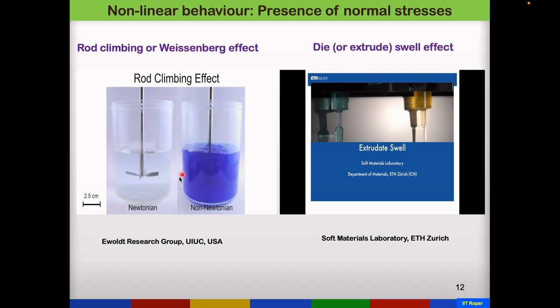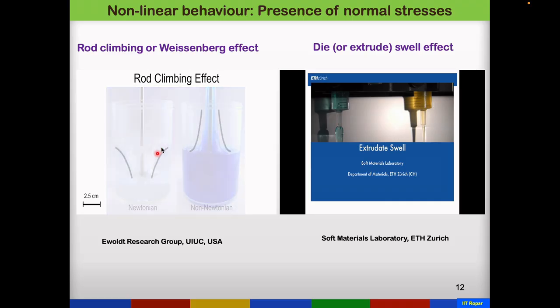So in this experiment we have two fluids, one Newtonian and one non-Newtonian viscoelastic fluid. Now if you start stirring, in the case of the Newtonian fluid, the fluid will be thrown towards the wall of the beaker. But in the case of the non-Newtonian viscoelastic fluid, the fluid will actually try to climb along the rod of the stirrer. So exactly the opposite happens compared to the Newtonian fluid, and this is happening purely due to the presence of these elastic normal stresses.